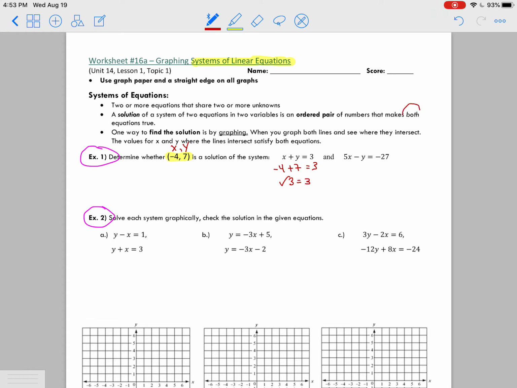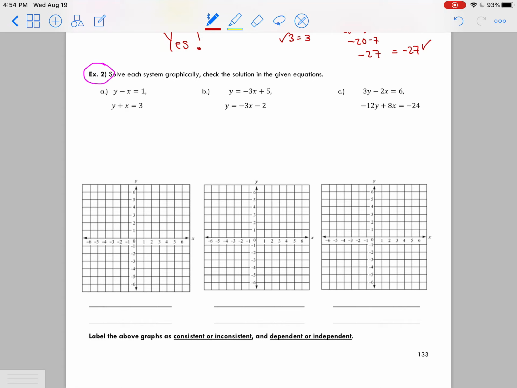But we do know that we have to be careful. It's not a solution unless it makes both of the equations true. So we definitely have to double check the other equation as well. All right, so we've got -20 minus 7 gives me a -27, and that holds up as well. So yes, this is definitely a solution to this system of equations. If it worked for one of the equations but not the other, it would not be a solution.